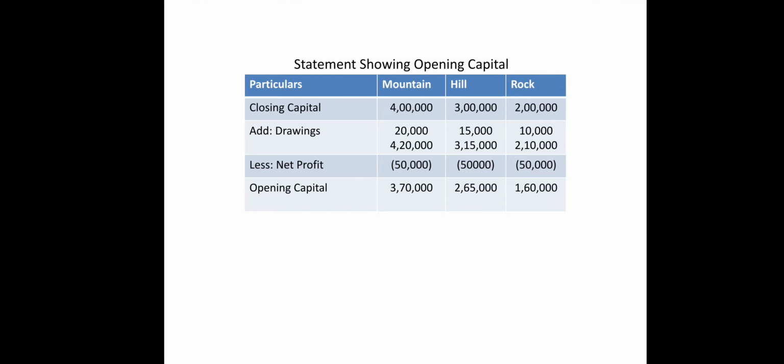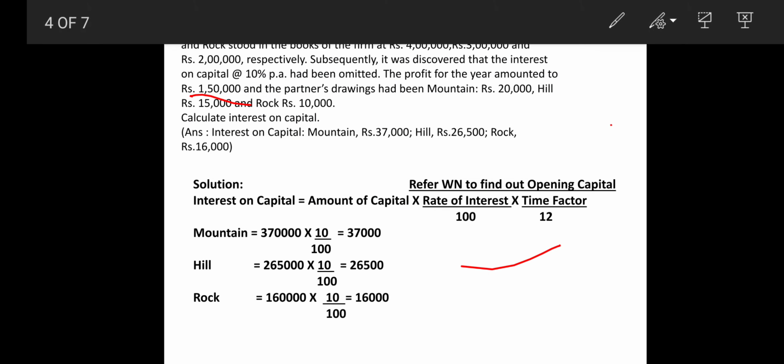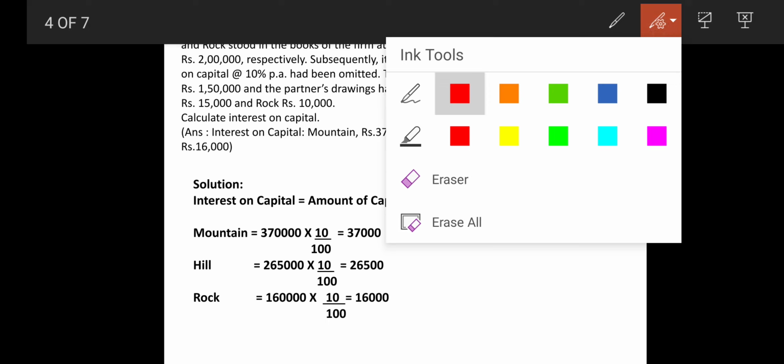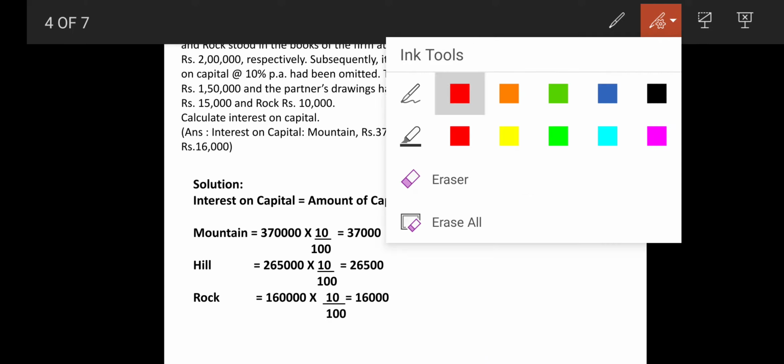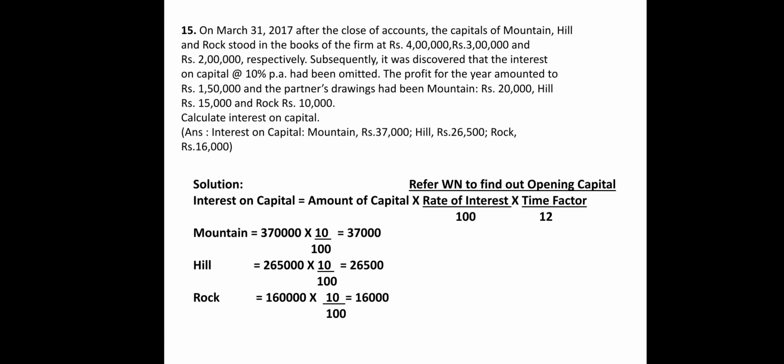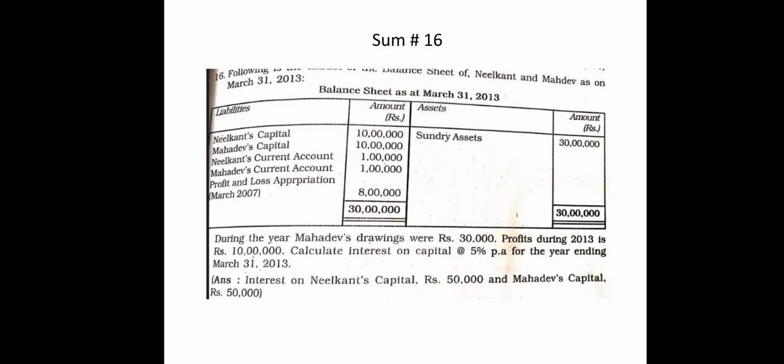So now we will find out our interest on capital. Looking at the sum solution, 3,70,000 multiplied by 10 upon 100 is 37,000. Same way, 2,65,000 multiplied by 10 upon 100 is 26,500, and 1,60,000 multiplied by 10 upon 100 is 16,000. So this way the final answer comes. These are some small sums which will carry somewhere like 3 or 4 marks in the examination.